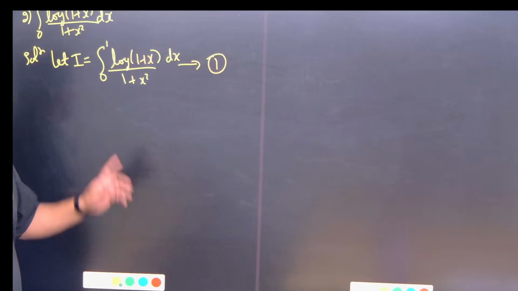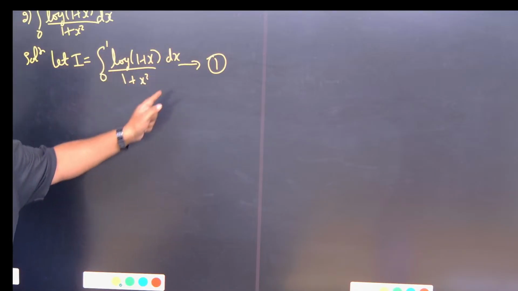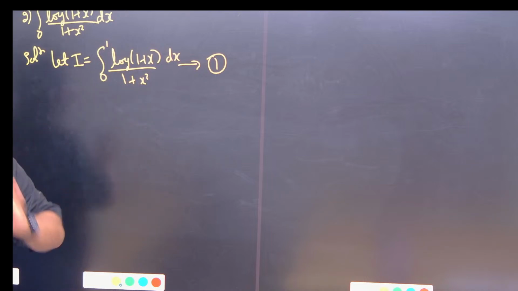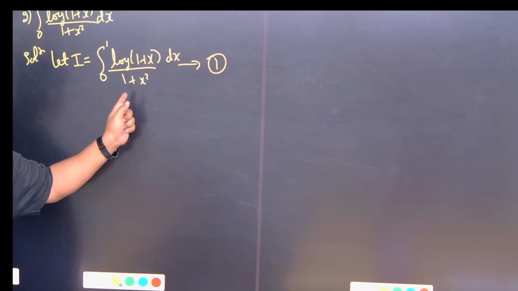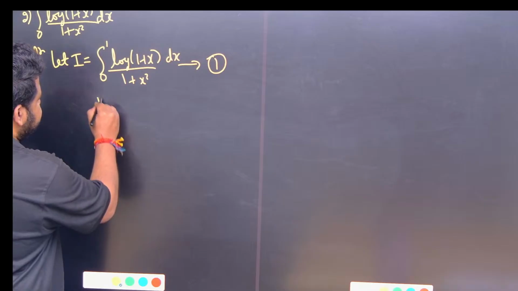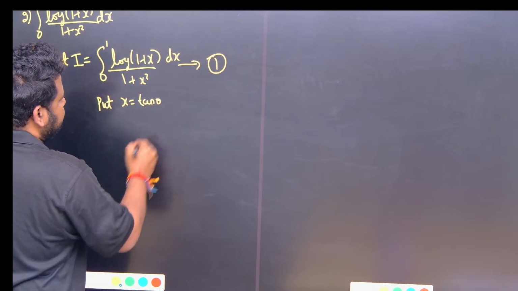What is the only difference between this question and the previous question? There they were given log of 1 plus tan x, here they are given 1 plus x. So what we will do is put x equal to tan theta, because 1 plus x square is 1 plus tan square theta, which is secant square theta. The same thing will apply here.